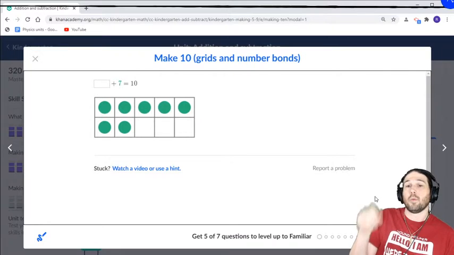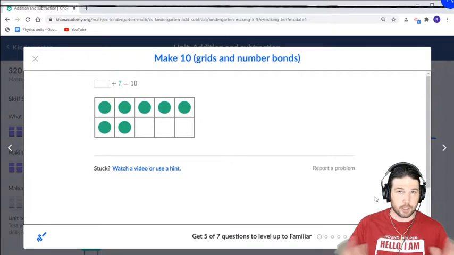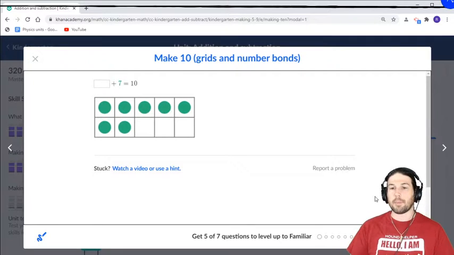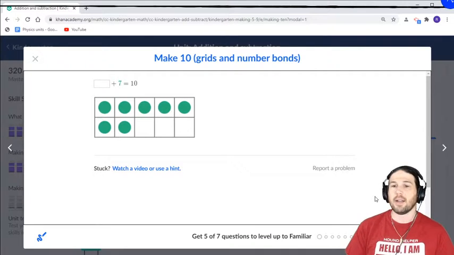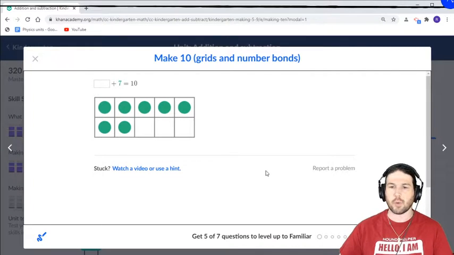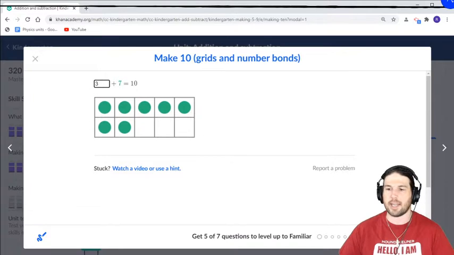We've got 7 in our 10 grid. We talked about 10 grids last time, so we already talked about that. And we want to know how many we have to add to make 10. This kind of looks like an egg carton to me, although egg cartons, at least in the United States, are usually 12. There are 3 empty spaces, so 3 plus 7 equals 10.